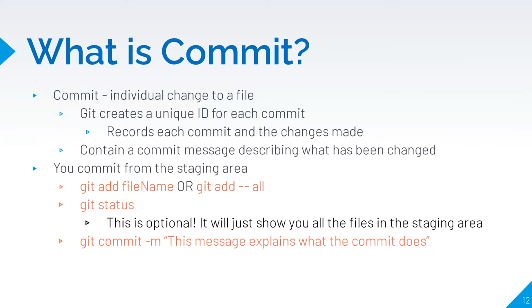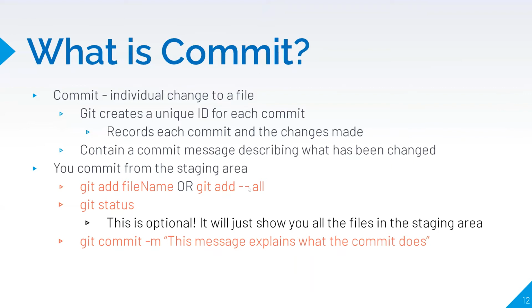And the process for committing is you need to add it to the staging area, and from what's called the staging area, you need to commit it. So the commands for that are here, which is git add and then the name of the file that you want to add to the staging area. Or if you want to add all of the files in your current directory, you can just do git add --all, and that'll add all of the files to the staging area.